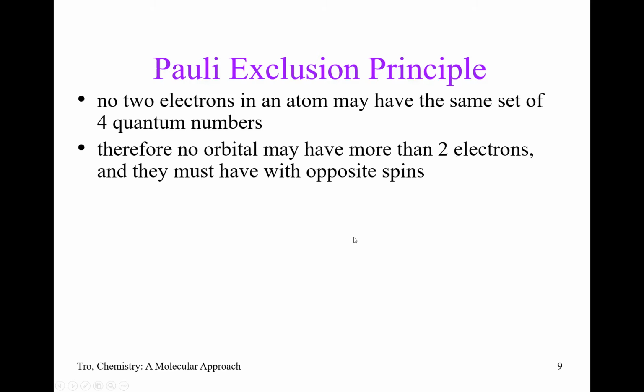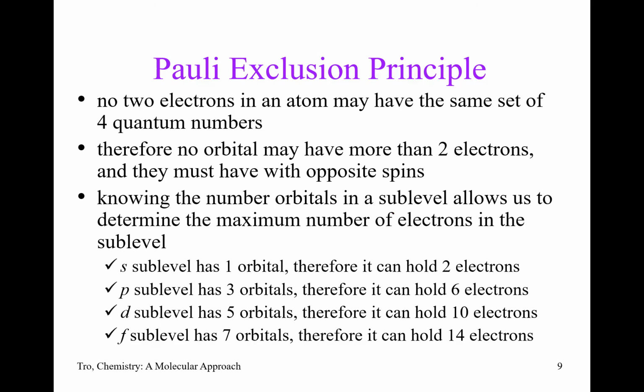So you can kind of think about them like your shoes, right? When you buy a pair of shoes, they come in a box, that would be your orbital, and there's two of them, and there's a left and a right. So for us, it's spin up and spin down. And since there's two electrons in an orbital, the s orbital then can only have two. The p had three of those orbitals, so there's 6 electrons. The d has 5, so 10. The f has 7, so 14 electrons.